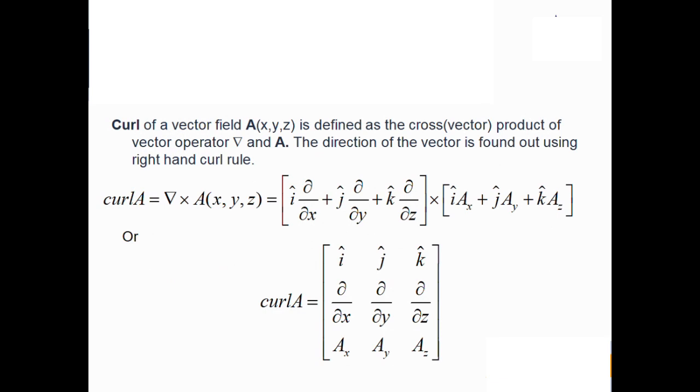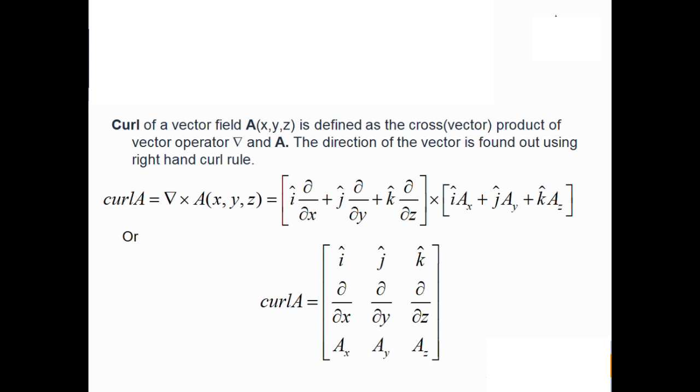Curl of a vector field is defined as a cross product of the vector del with A. So we just had the scalar product, and this is the vector product of del with A. And if you take this cross product, you see that I cross I would be the magnitude of I with the magnitude of I times sine of 0, which is 0. So this term won't survive, but I cross J would be K.